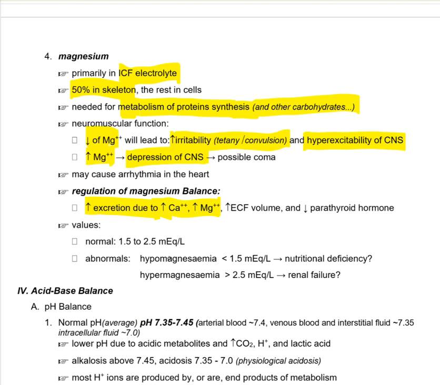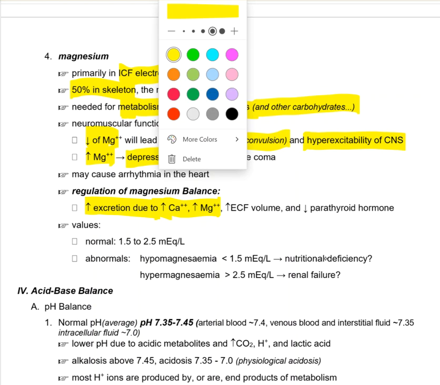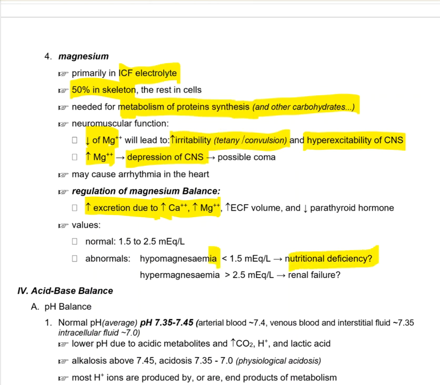Low levels, as we said here, we already talked about this. What causes low levels? Well, often nutritional deficiency is the cause for low levels. High levels is usually due to renal failure. And we've already mentioned what those things can cause here, the hypo- and hypermagnesemia. That's really all you need to know about magnesium. It's not one that we cover in a lot of detail.